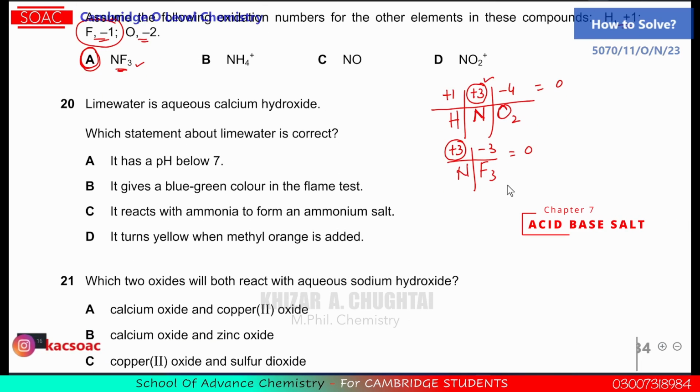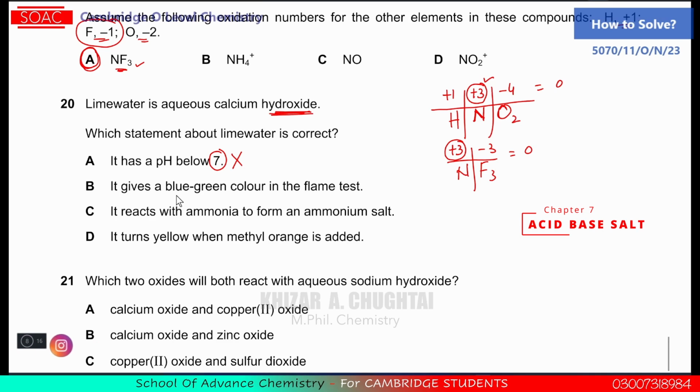Question number 20. Lime water is aqueous calcium hydroxide. Which statement about lime water is correct? It has a pH below 7. No, it's calcium hydroxide. It's an alkali, basically a weak alkali you can say, but it has OH negative ion. So its pH will be higher than 7, not lower than 7.